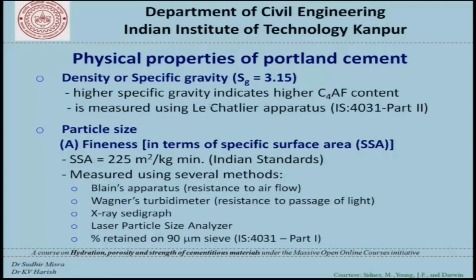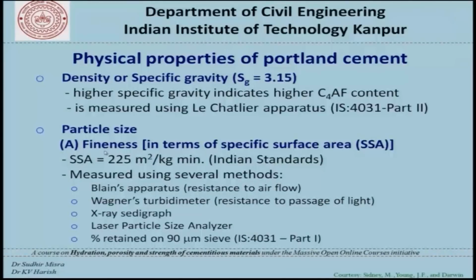Higher specific gravity usually indicates that the quantity of tetracalcium aluminoferrite is higher in Portland cement. The density or specific gravity is measured using Le Chatelier apparatus, and the procedure for this is given in IS 4031 part 2. The second important property is particle size, and particle size can be represented in various forms.